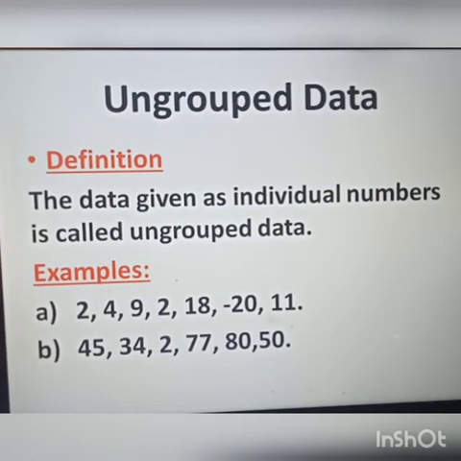Now firstly you need to understand what is the meaning of ungrouped data. Here is the definition: the data given as individual numbers is called ungrouped data. Simple definition, and I have shown you two examples here. When this type of data is given, you can see 249, 218, minus 20 and 11. These are individual numbers. There is no class given for these numbers. There is no grouping being done for these numbers. They are individual numbers which are simply given. If that type of data is given, it is called ungrouped data.